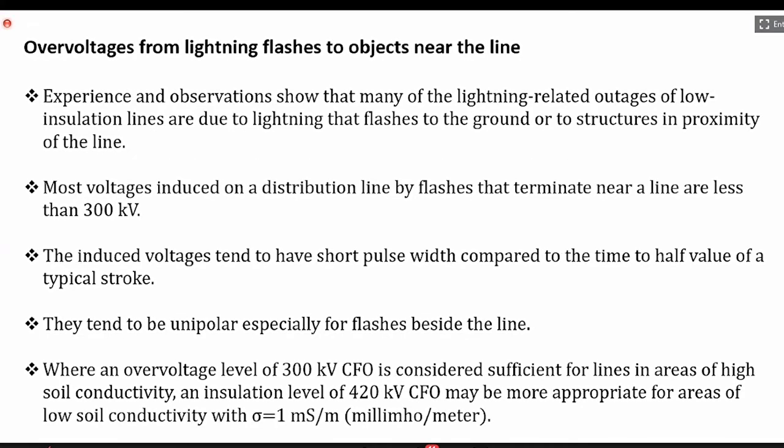Then over voltages from lightning flashes to objects near the line. Now you see that if you take say a 150 kilometer line, usually the number of strikes to the line is like 1 per 100 kilometers. That is one flash per 100 kilometers per year. So that's quite a small number, in most of the areas where there is an average lightning density, though in some areas it may be higher. However, the number of lightning flashes hitting close to the line may be much higher.